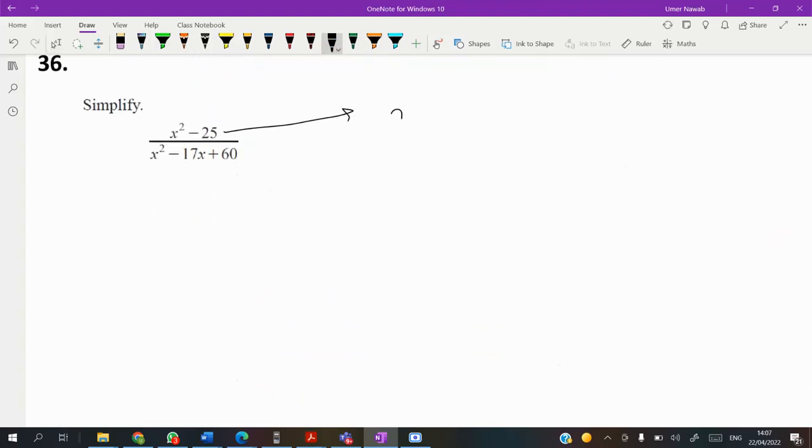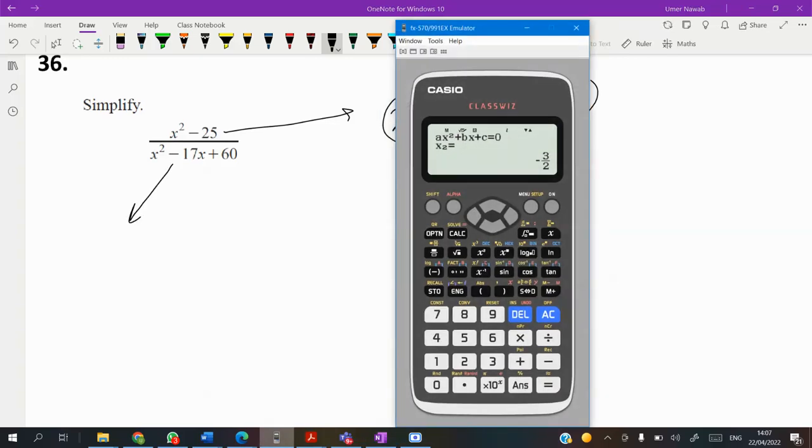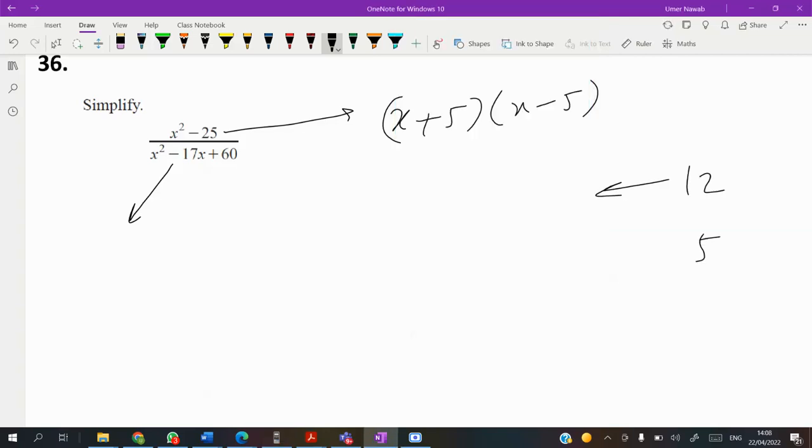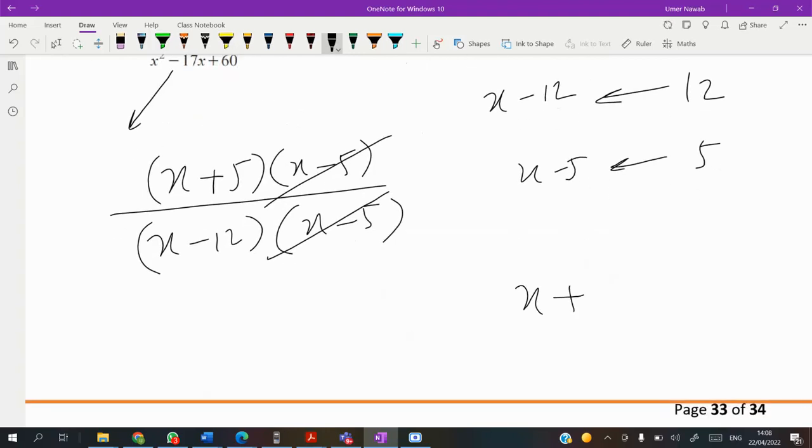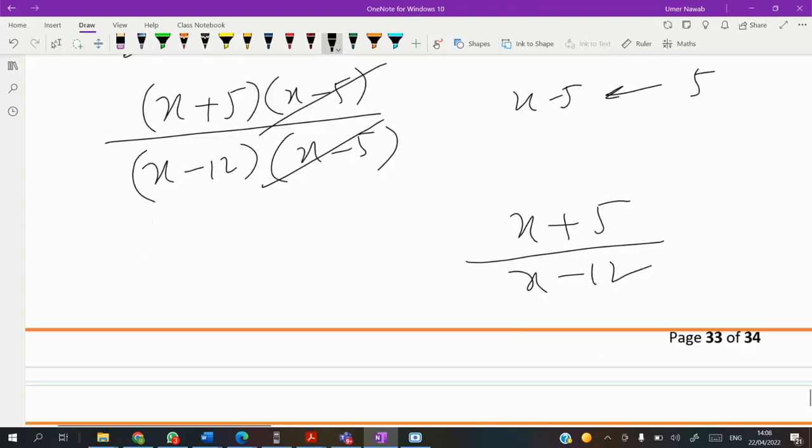Next, this one is x plus 5 and x minus 5. Use calculator. 1, enter, minus 17, enter, and then 60, enter. What is the answer? 12 and 5. So we got 12 and 5, factor form x minus 12, x minus 5. So I'm going to write the numerator factorization and denominator factorization. Cancel x minus 5 with x minus 5. My answer is x plus 5 over x minus 12.